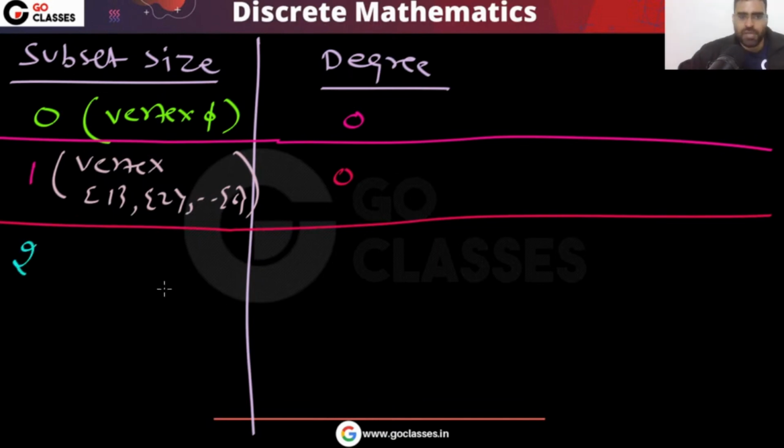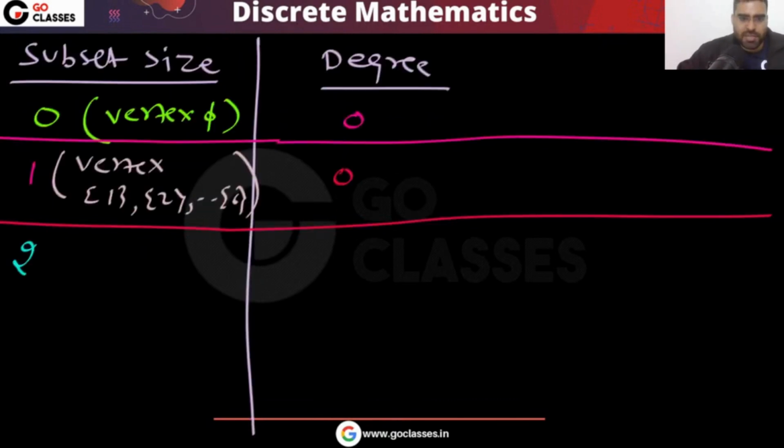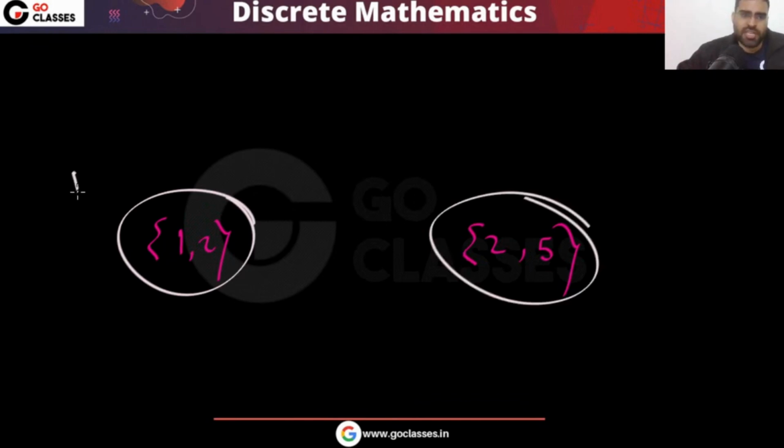Yes or no? Do you agree that if you take any two-size subset, whether you take 1,2 or 2,5, it does not matter, right? This degree will be the same as this degree, because there is complete symmetry here. So whether you find the degree of this or of this, they will always be the same. There are no changes.